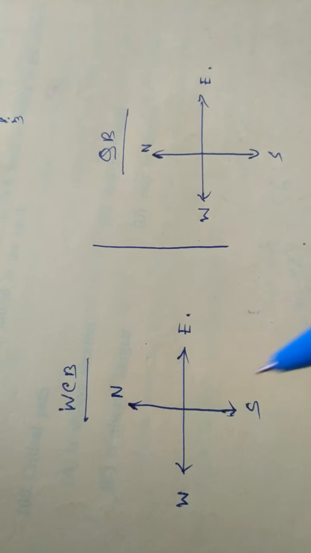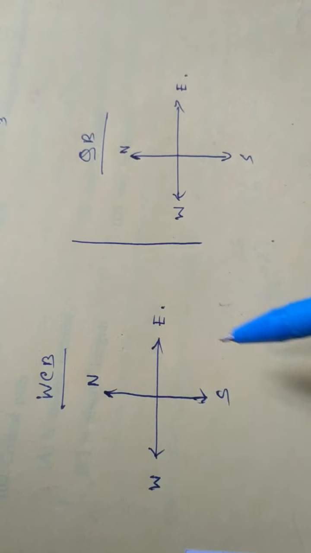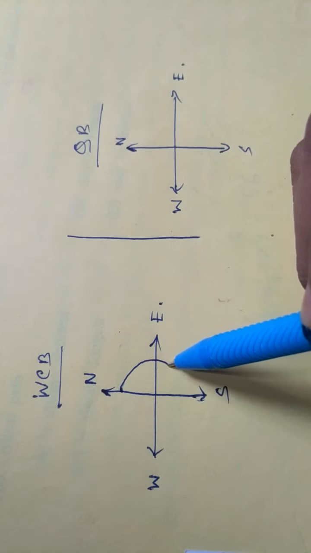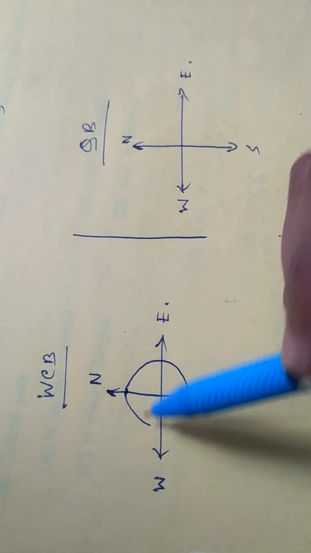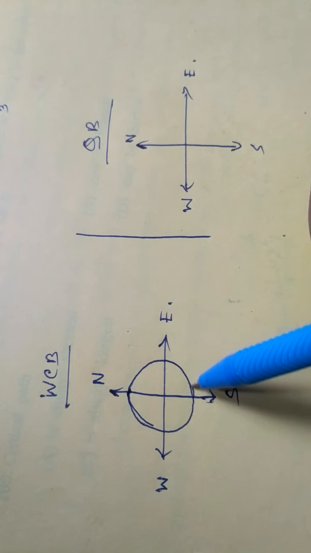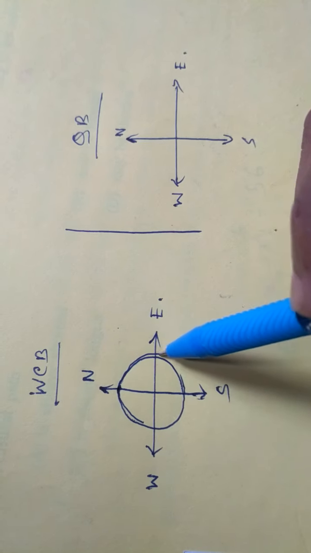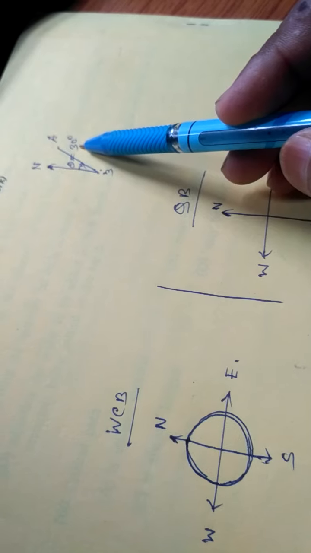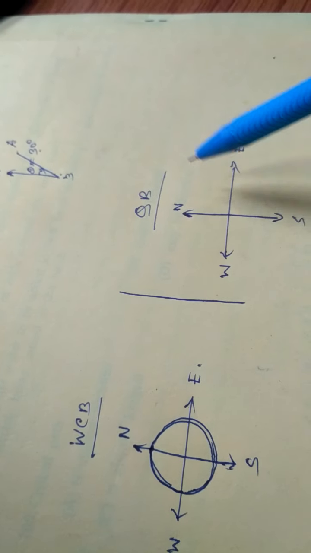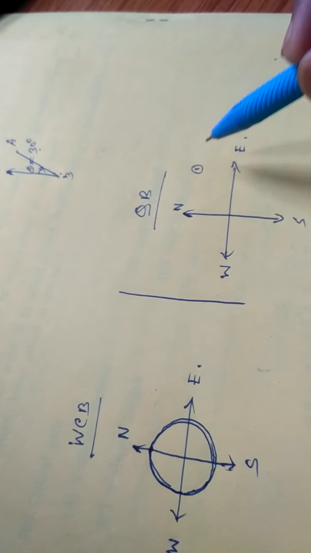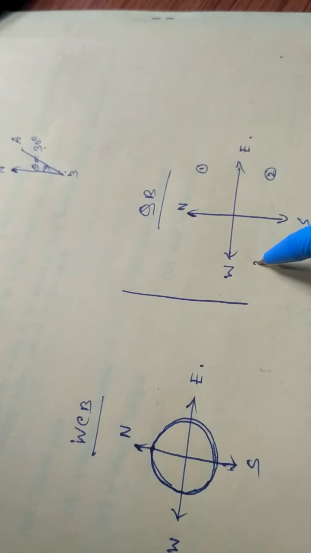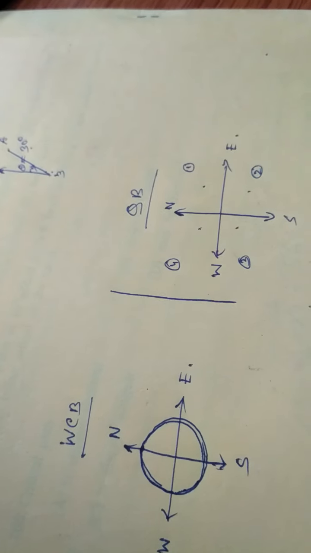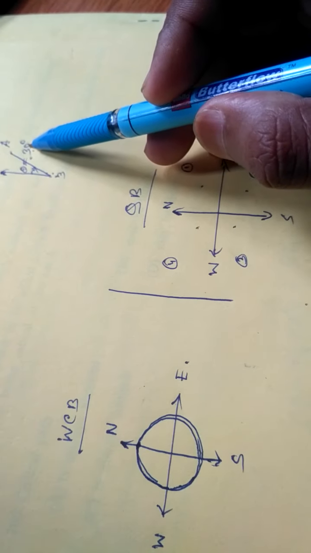Let me explain it first. In case of whole circle bearing, all the four quadrants comprise a whole circle, which is considered in expression of the bearing of a line. But in case of quadrantal system, every quadrant, first quadrant, second quadrant, third quadrant, fourth quadrant, will express the value of the bearing of a line.